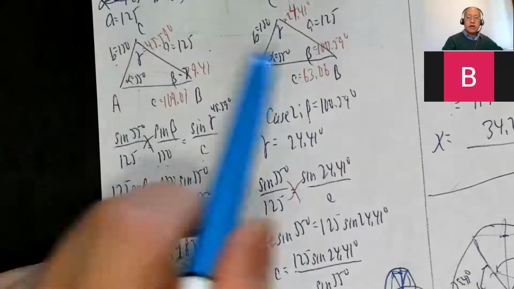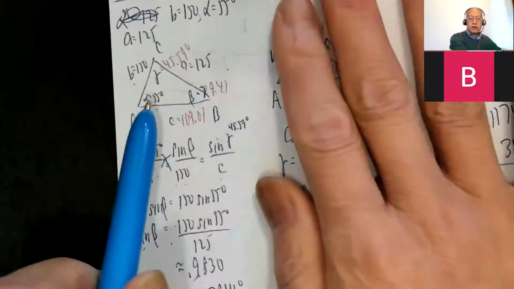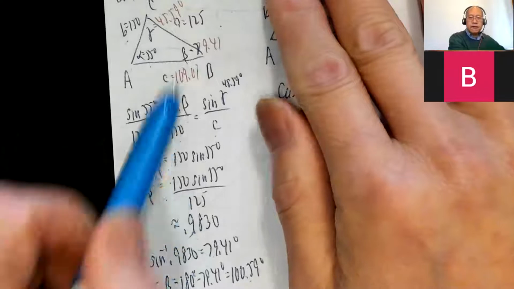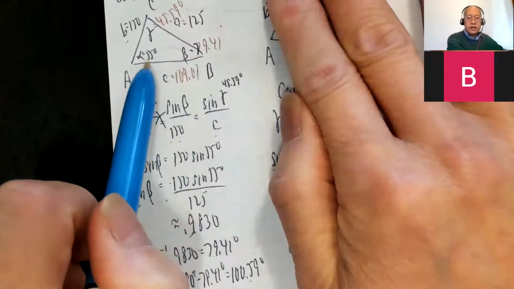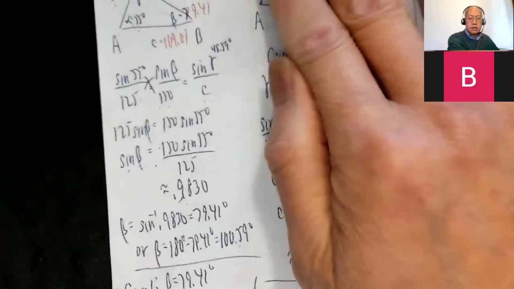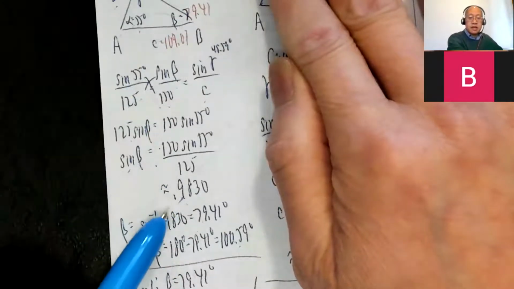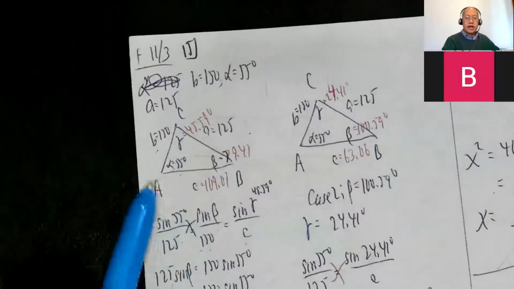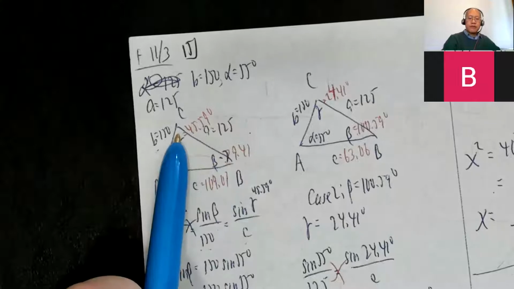So this is case one, case two. Ignore this right now. If I have beta is 79.41, once I have these two, you can figure out gamma. Case one: beta is 79.41. So gamma is 180 minus 55 minus 79.41. That comes out to be 45.59.